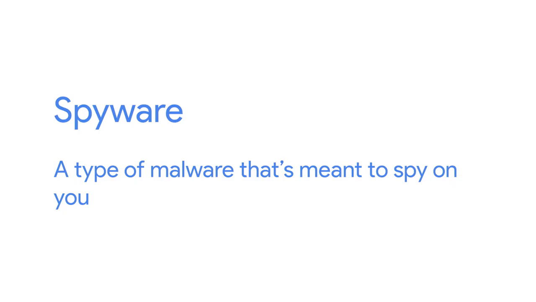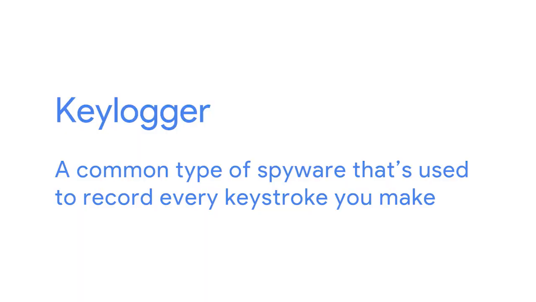Spyware is a type of malware that's meant to spy on you, which could mean monitoring your computer screens, key presses, webcams, and then reporting or streaming all of this information to another party. It's not good. A keylogger is a common type of spyware that's used to record every keystroke you make. It can capture all of the messages you type, your confidential information, your passwords, and even more.